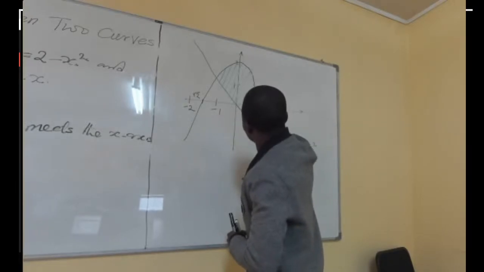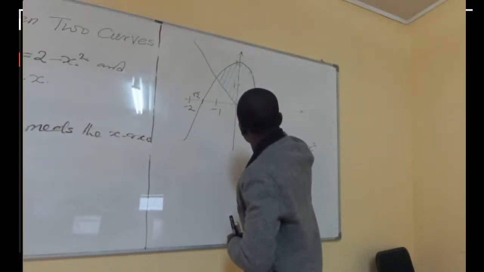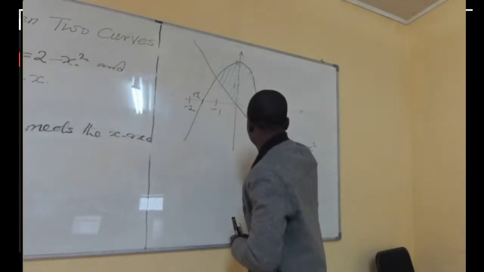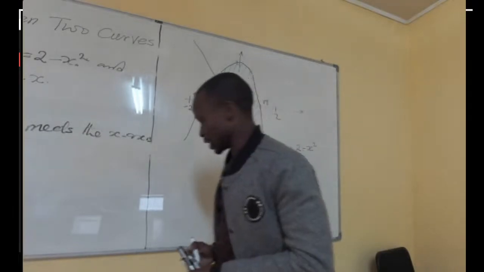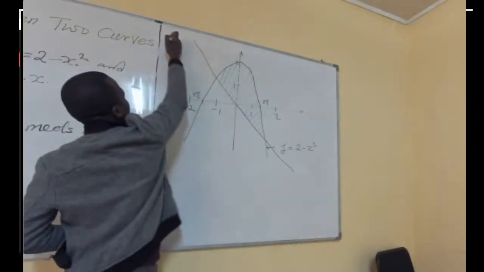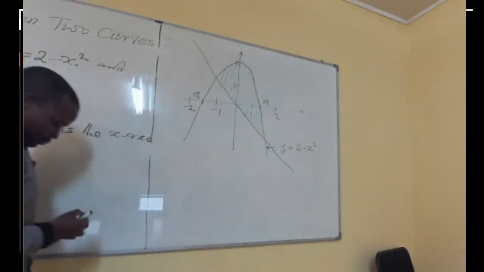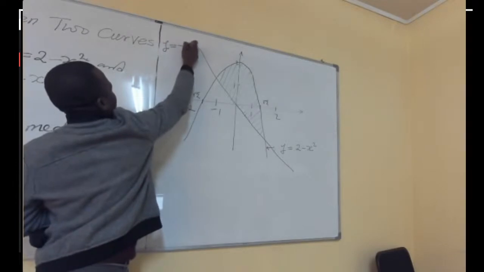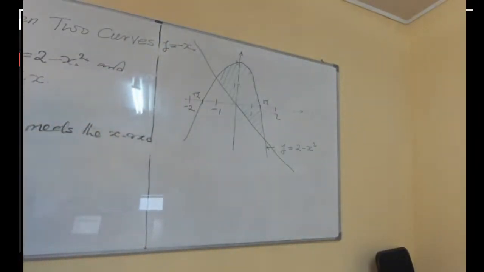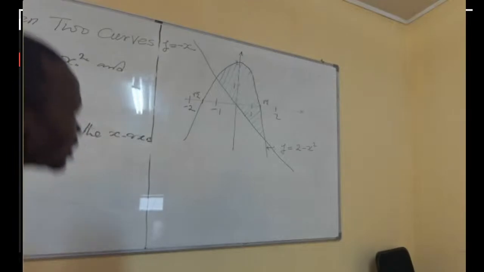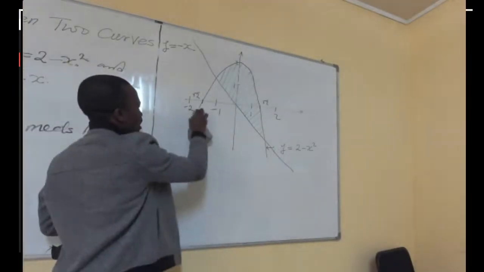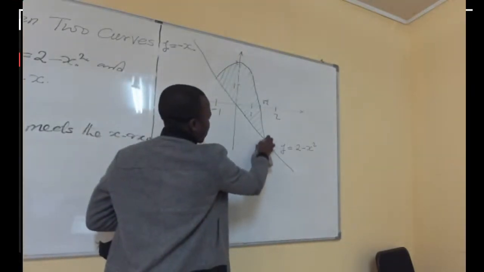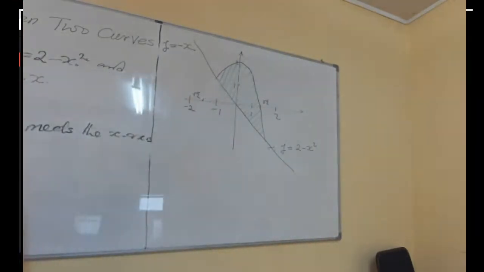Now, when we were still at high school, they just asked us to count the number of squares, but now we use integration. This line is y equal to -x. So this implies that these other points are not necessary, because the region that we need is just that region.